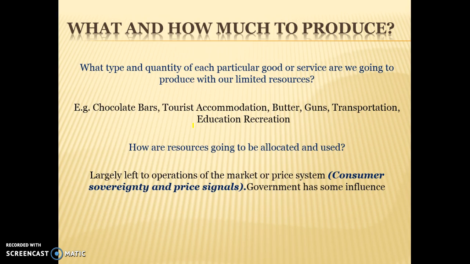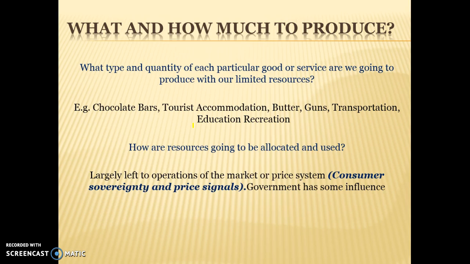Well, the first one is what and how much to produce. So what type and what quantities of each particular good or service are we going to produce with our limited resources? Where are we going to put our resources to maximise society's best interests? Are we going to make chocolate bars? Are we going to make cars? Are we going to mine for minerals? How are we going to allocate our resources?